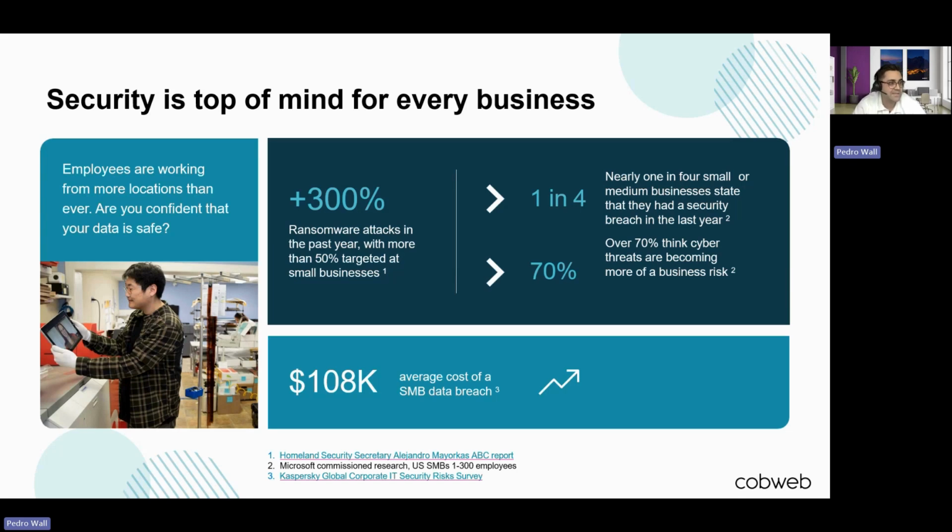Nearly one in four small or medium businesses state that they have had a security breach in the last year. So it's massively prevalent. And over 70% think that cyber threats are becoming more of a business risk. So of course, ransomware and malware can infect businesses and corporate data. With Marks & Spencer, for example, that completely wiped out absolutely everything they had, and they had to start from the beginning. So the amount of downtime they had was quite crazy.